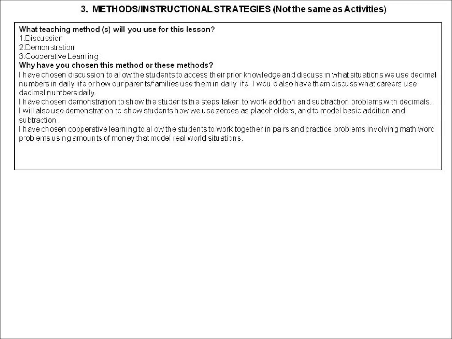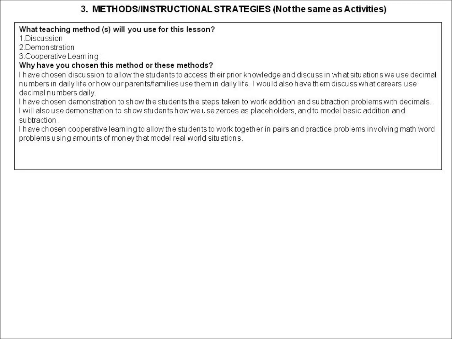The methods I will use for this lesson are discussion, demonstration, and cooperative learning. I have chosen these methods to allow the students to access their prior knowledge and discuss in what situations we use decimal numbers in daily life, or how our parents or families use them in daily life. I would also have them discuss what careers use decimal numbers daily.